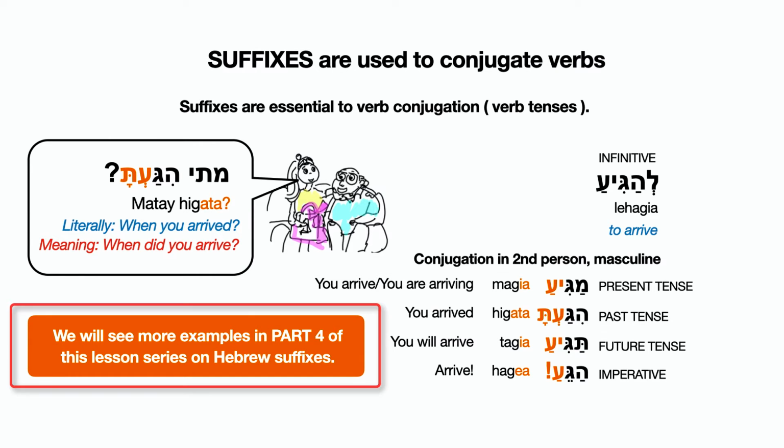And we are going to take a closer look at how suffixes are used to conjugate verbs in part 4 of this lesson series.